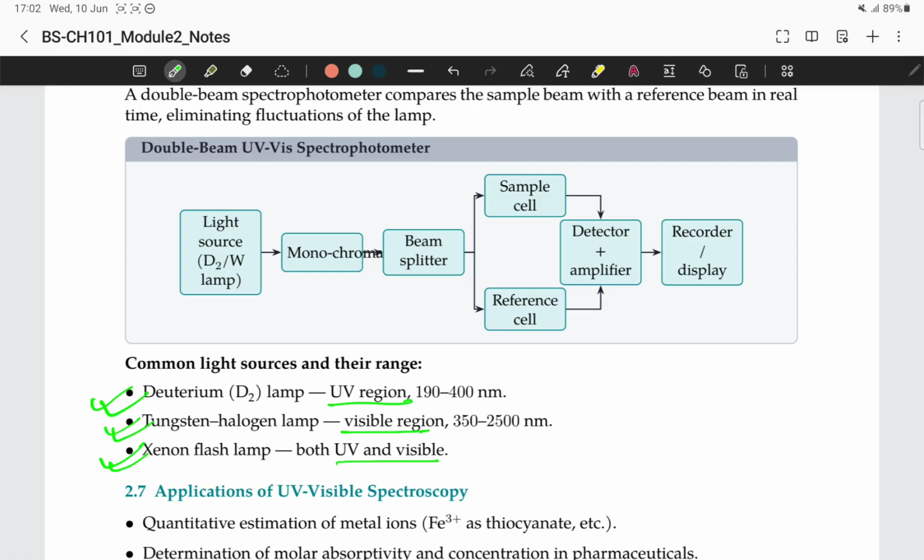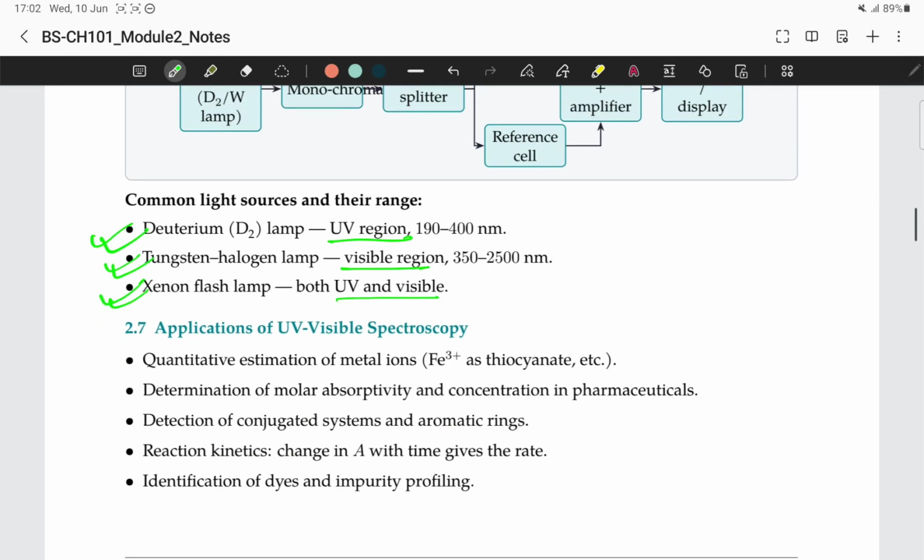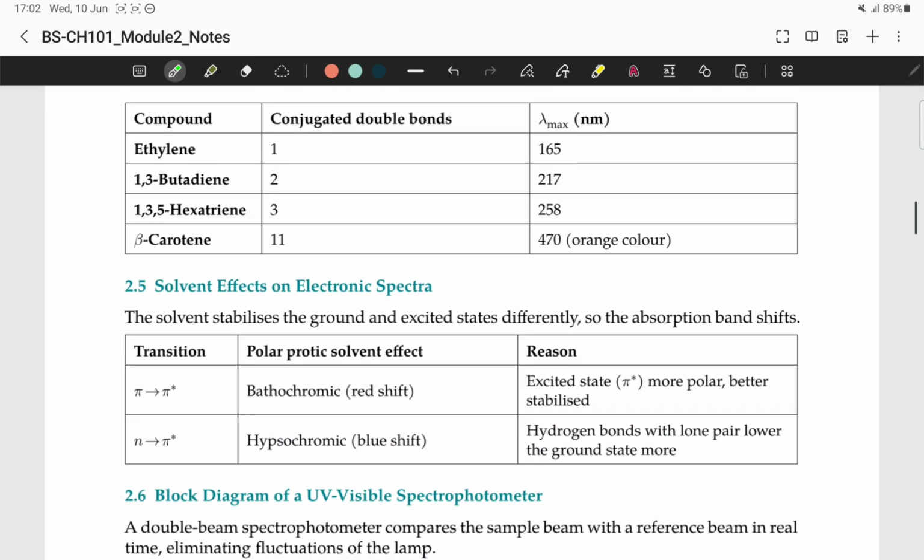Okay, so finally let's wrap up the session with the applications of UV-visible spectroscopy. You could see quantitative estimation of metal ions, determination of molar absorptivity and concentration in pharmaceuticals, detection of conjugated systems and aromatic rings, reaction kinetics, and identification of dyes and impurity profiling. So this is the overall view of our electronic spectroscopy.